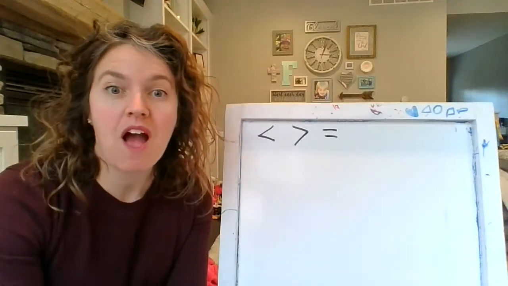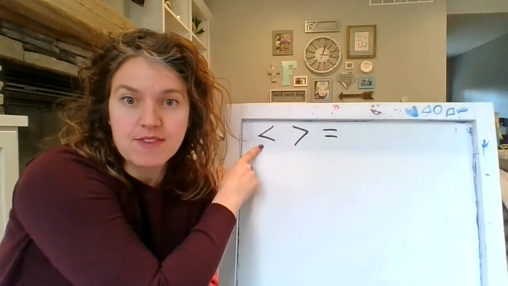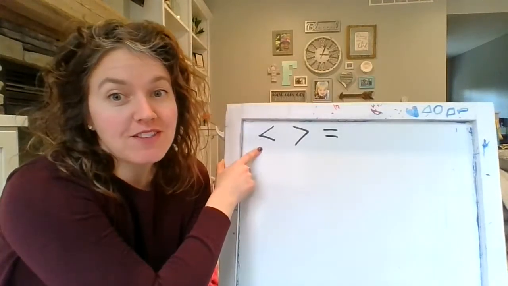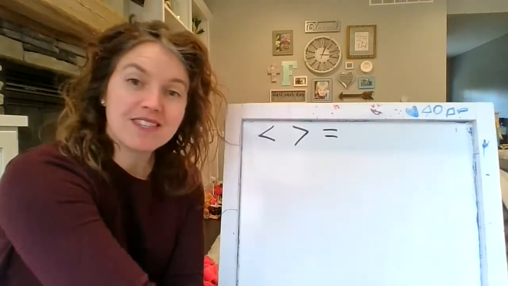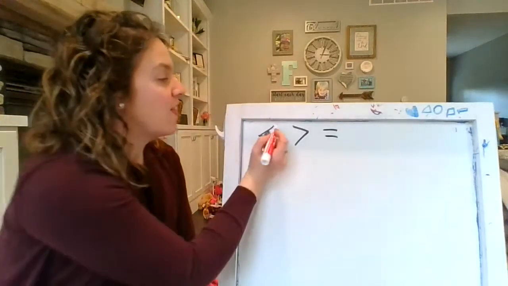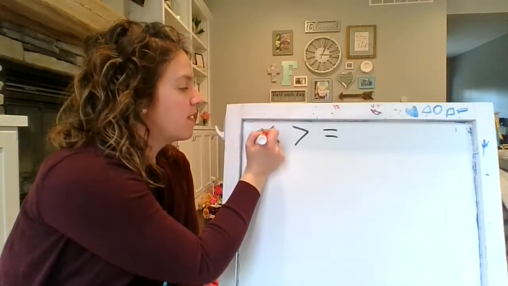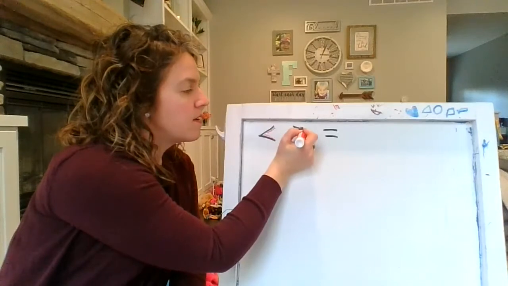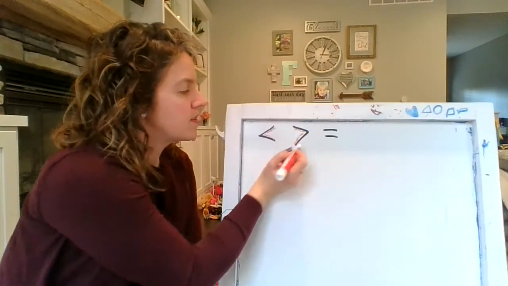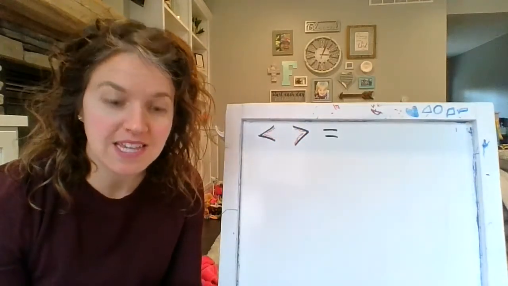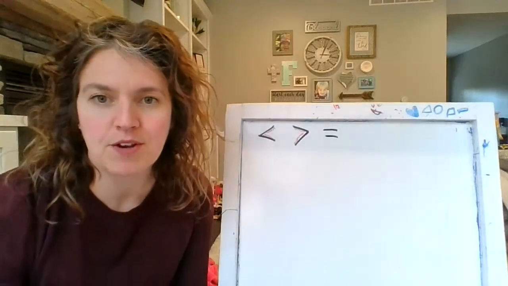Today we're going to work on some alligator mouths. No, really, these are greater than, less than, equal to, but sometimes we teach it like an alligator mouth. There's his little teeth. Where we say the alligator always wants to eat the bigger number.